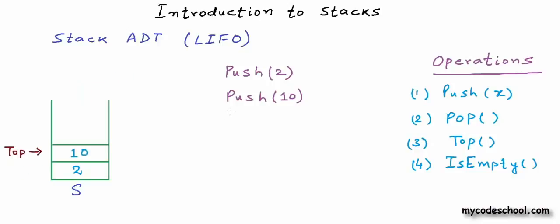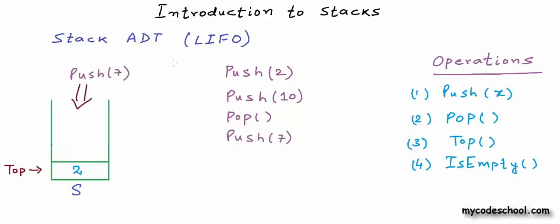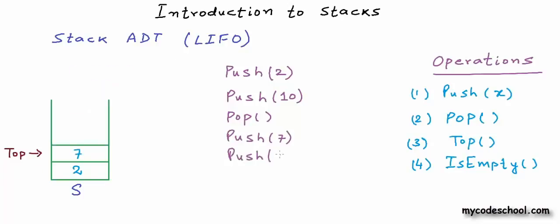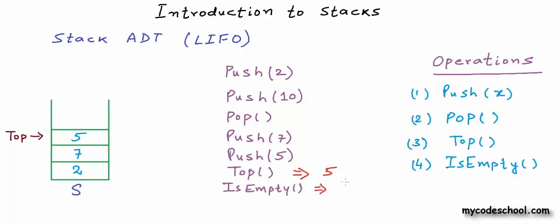And now let's say we want to perform a pop. The integer at top right now is 10. With a pop, it will be removed from the stack. Let's do a few more pushes. I just pushed 7 and 5 onto the stack. At this stage, if I call the top operation, it will return number 5. Is empty will return false. At this stage, a pop will remove 5 from the stack.